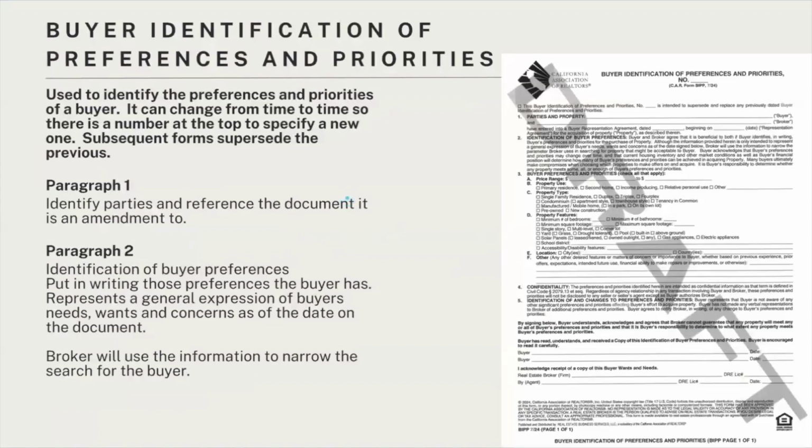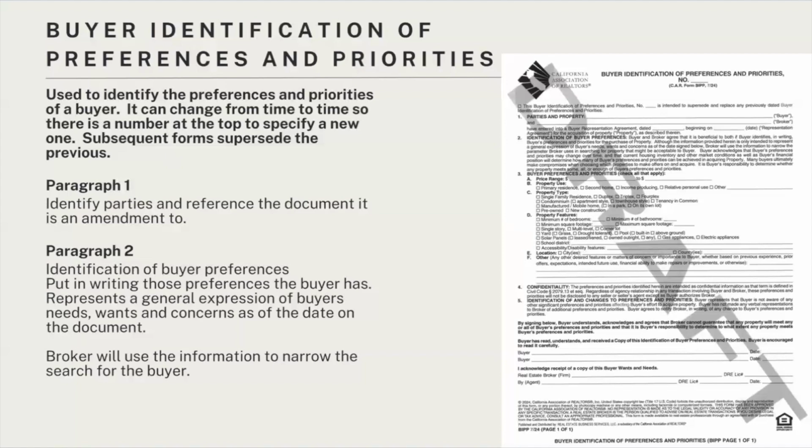First is the buyer identification of preferences and priorities. So the BIPP, you're on the buyer broker agreement. You are going to specify an area. You're going to identify what type of property you're looking for. And what this document does, it's optional to attach to the BBRC, and it's used to identify the preferences and priorities of a buyer. It can change from time to time.